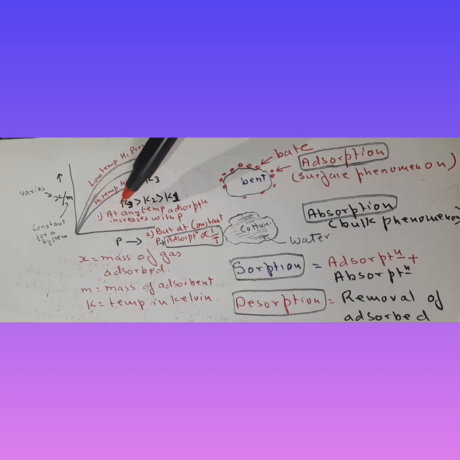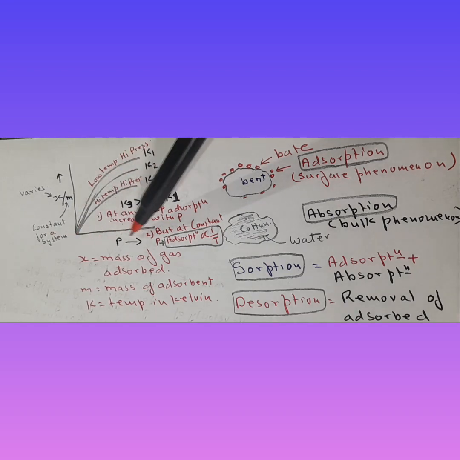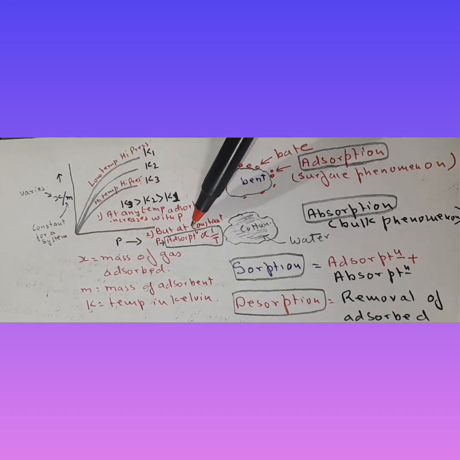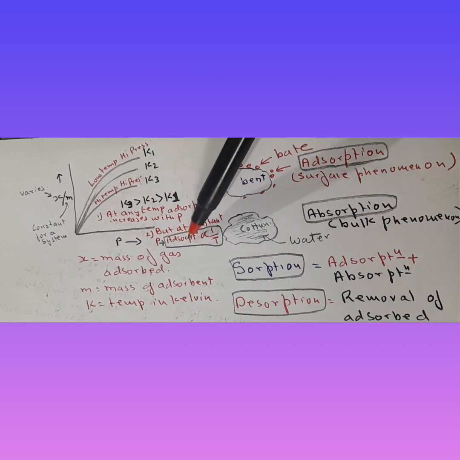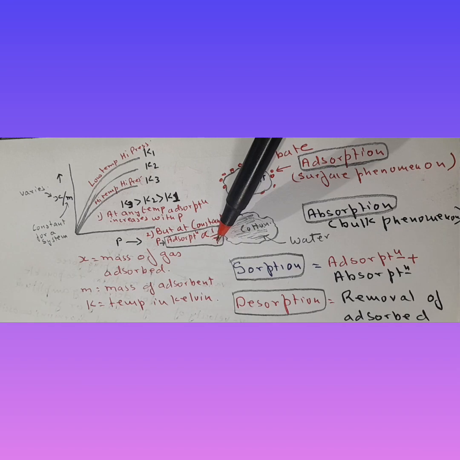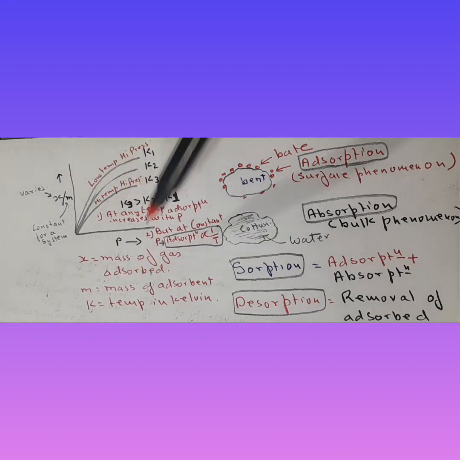First, at any temperature, adsorption increases with pressure. So whether it be K1, K2, or K3, adsorption increases as the pressure increases. But at constant pressure, adsorption is inversely proportional to temperature. If temperature is low, adsorption is high. If temperature is high, adsorption is low. All right, so this is the conclusion that we get from this graph.